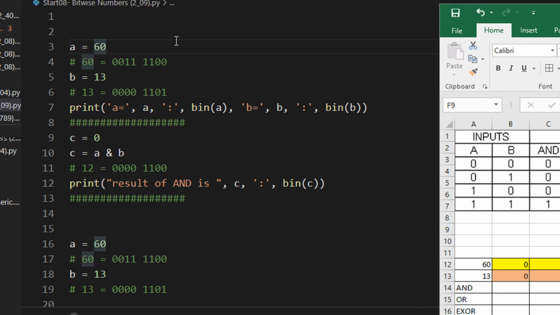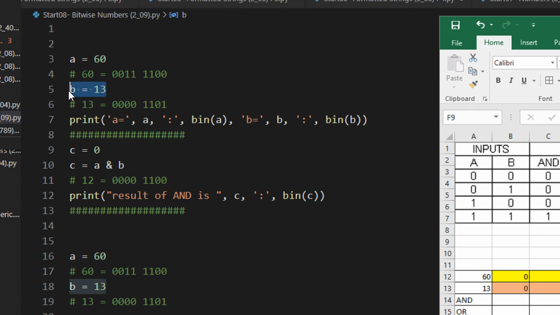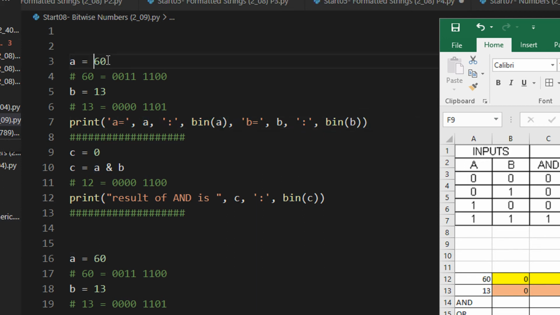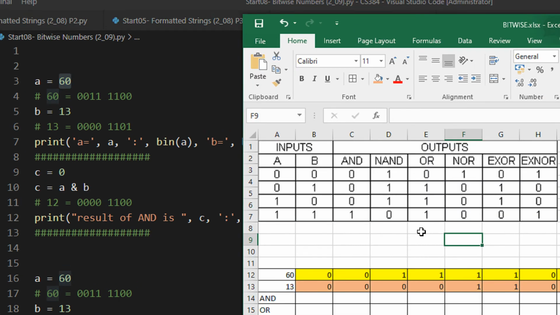So I have two examples here with A equal to 60 and B equal to 13. I have written the binary values here. The binary value of 60 is this and 13 is this. I'm also getting it printed via the Python program. So how do you do it? As you saw in the previous lectures, you just write binary of A and 60 gets converted into the binary value.